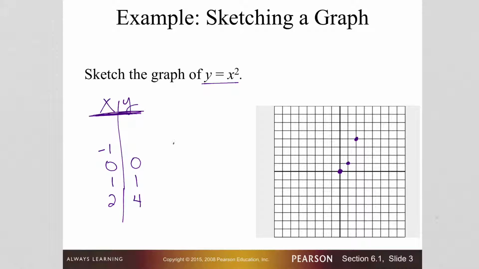So check this out. I've got y is equal to -1 squared. If you were putting this in the calculator, you must use those parentheses. It makes all the difference in the world. Otherwise, you'll get the wrong answer. So -1 times -1 is +1. So look at this. -1, 1 is right there.